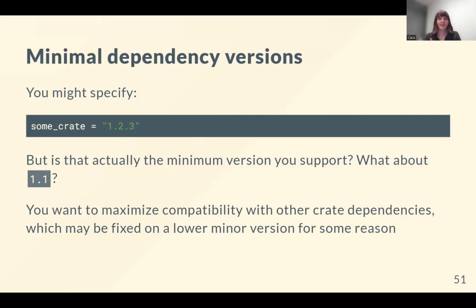But in this case, is this the minimum version you support? Maybe, but maybe you would compile with 1.1. Maybe you're not actually relying on any of the new functionality that was added in at 1.2. If you want to maximize compatibility with other crate dependencies, which might have some reason for locking onto an exact version, then you want to consider what is the minimum version that your dependency supports.